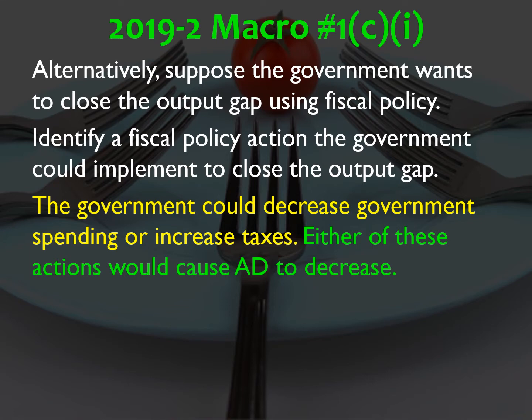Either of those policy actions will end up causing AD to decrease. Government spending being decreased directly affects AD. Increasing taxes reduces disposable income, which lowers consumption and investment, also lowering AD.